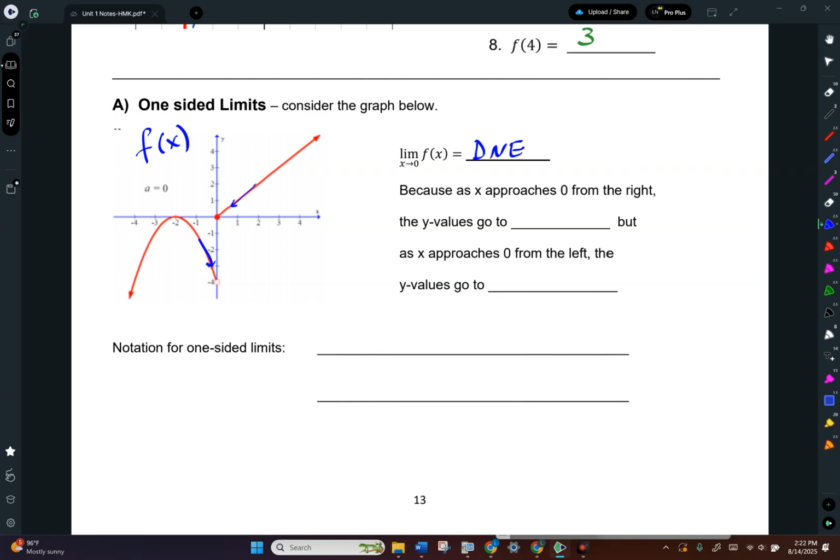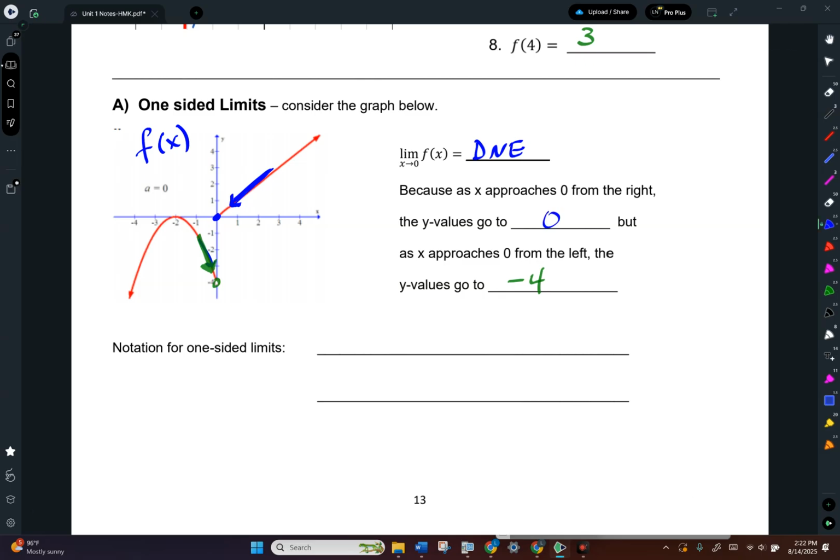Okay? And so go on to read. It says, because x approaches 0 from the right, so as I'm coming in from the right side towards x equals 0, as x approaches 0 from the right, the y values go to this point, and that y value is 0. Okay, but as x approaches 0 from the left, so as I go towards where x equals 0 from the left side, the y values go to, even though it's a hole, the y values are headed for negative 4.